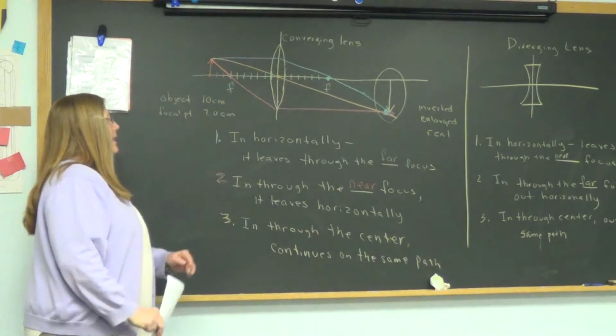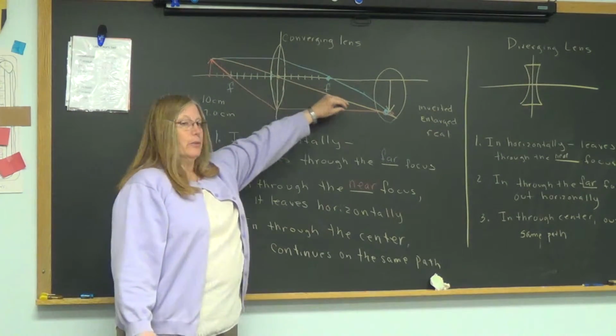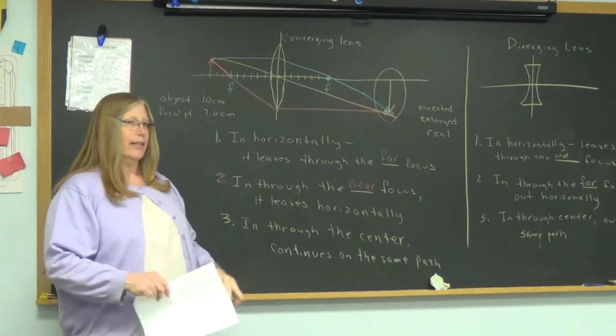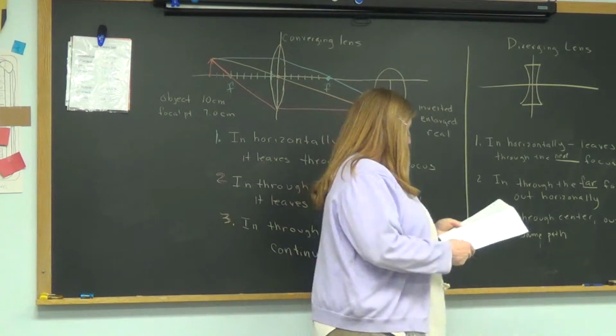This will make sense in the end, because this is converging light to one spot. This is diverging. It's going to spread the light. So let's see what it looks like for an example.